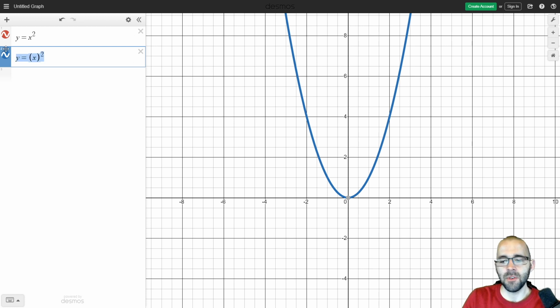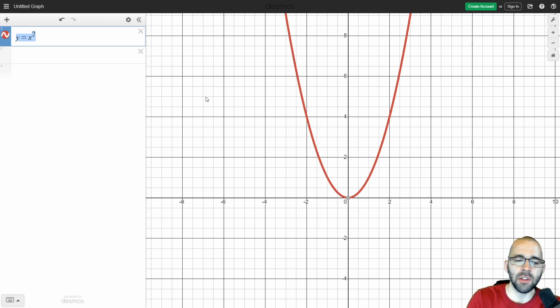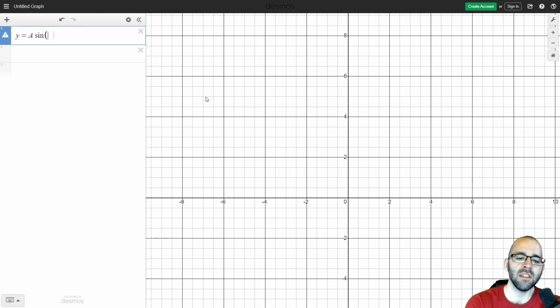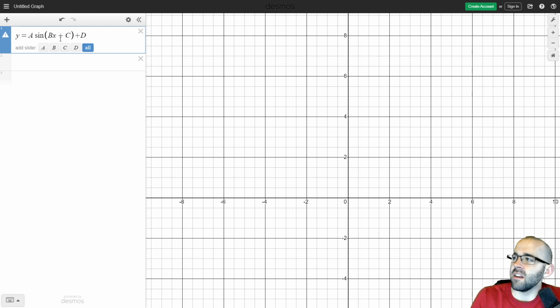We're going to introduce what's called a generic form of the sine equation. It's essentially y equals a times the sine of bx plus c, plus d. The astute observer will notice that this form is just a bunch of function transformations. The plus d, we're adding the d on the outside.